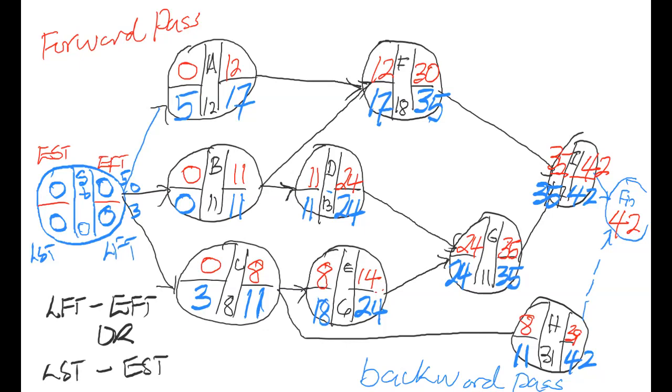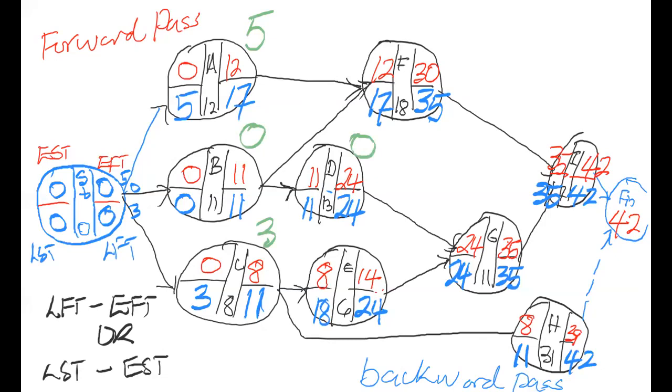For A, it is 5: 17 minus 12, or 5 minus 0. Either way, you get 5. For B, it's 11, that's the blue 11 minus the red 11, or the blue 0 minus the red 0. Either way, it's 0. For C, either way, it's 3. For D, either way, it's 0.